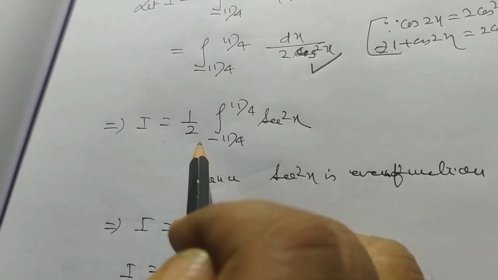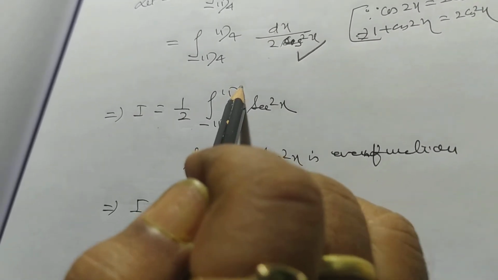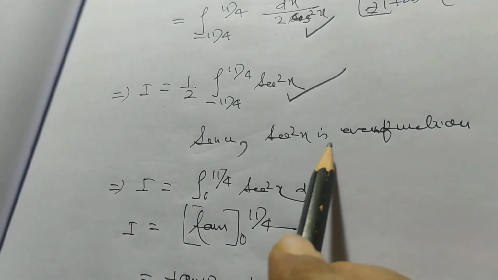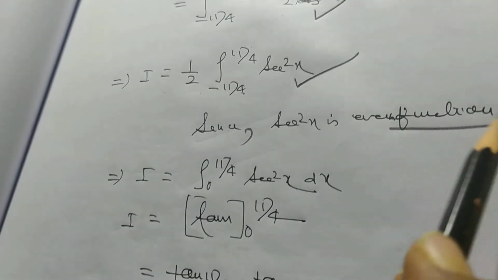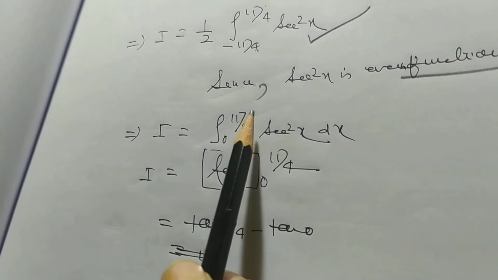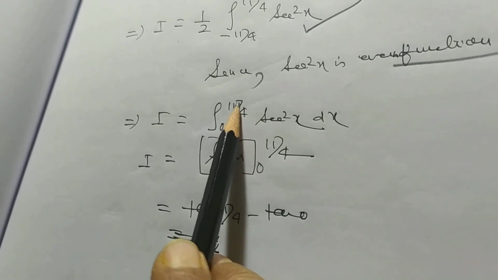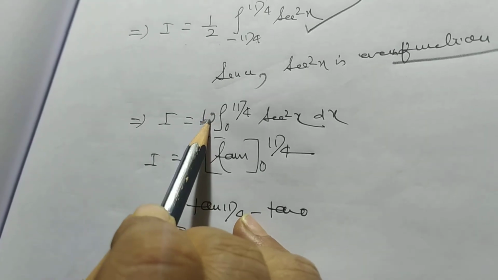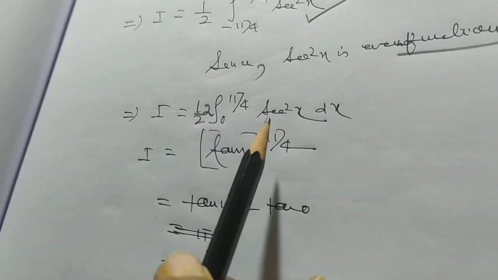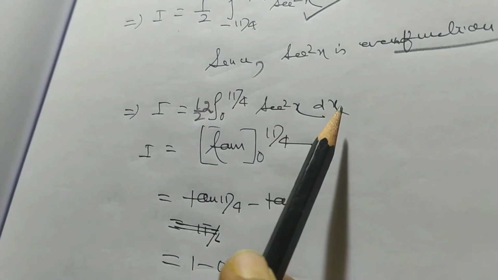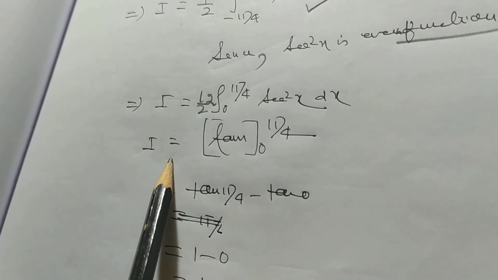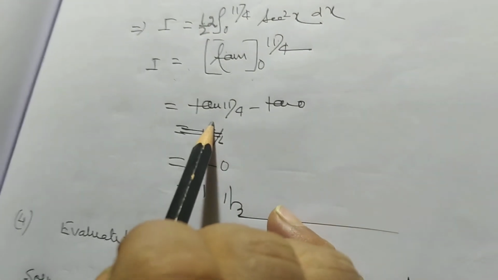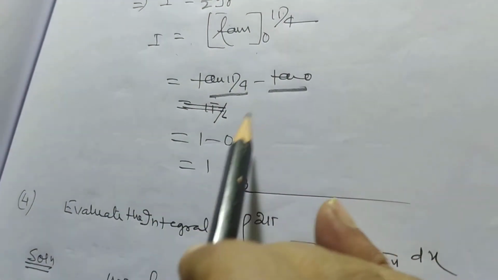I is equal to 1 by 2 integral from minus pi by 4 to pi by 4 of sec square x. Since sec square x is an even function, therefore its value is equal to half into twice integral from 0 to pi by 4 of sec square x dx. Now it will be I is equal to tan x from 0 to pi by 4. So now it will be tan pi by 4 minus tan 0, that is 1.